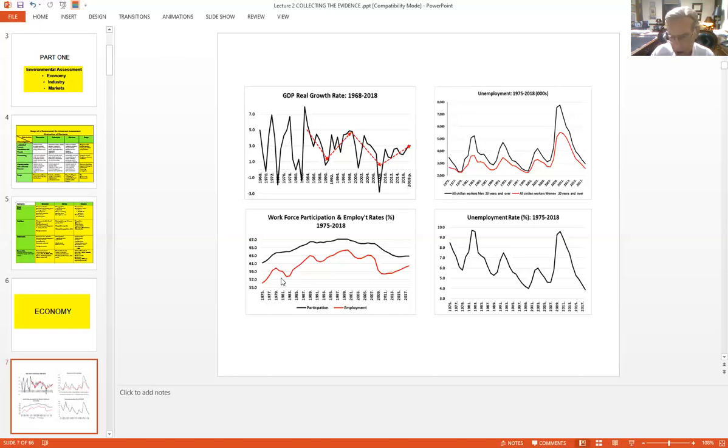Yet another way to look at the economy and employment in particular is to measure the extent to which people choose to participate in the workforce. That's the black line in the lower left-hand quadrant. And the reason people don't participate is that they may have retired, or some women may choose to stay home and take care of the family after they have started a family. Some people actually choose simply not to work.